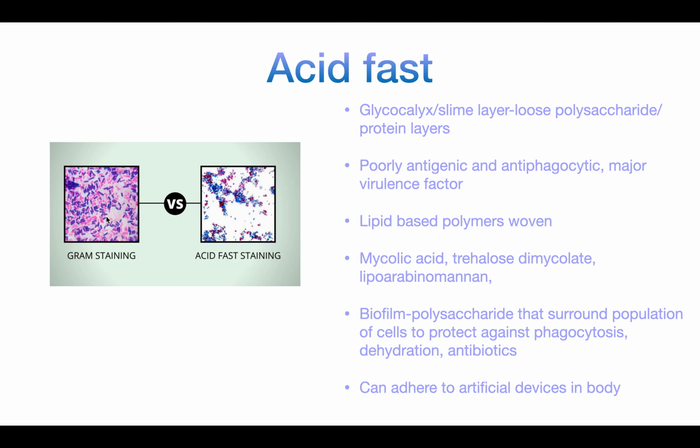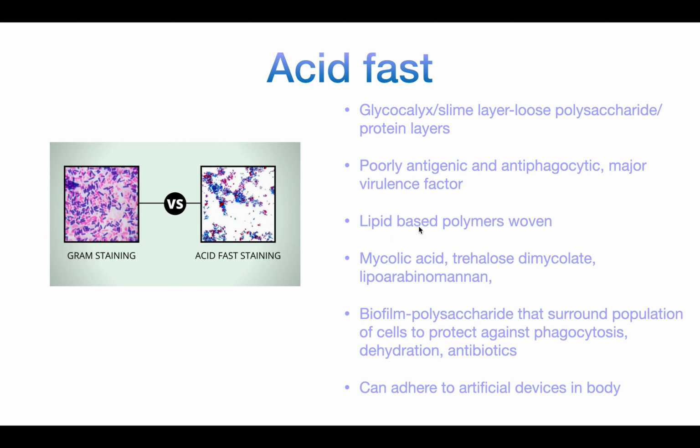Okay, so gram staining is pink and purple, acid fast is blue. So why is the acid fast staining useful? It will bind to the glycocalyx or the slime layer, which are loose polysaccharide protein layers. They are useful to the bacteria, not great for us because they are poorly antigenic and anti-phagocytic. So they don't present very well. So our cells aren't able to recognize it and phagocytose it. So it is very virulent.